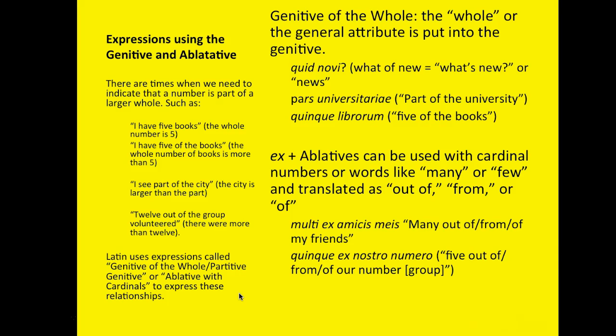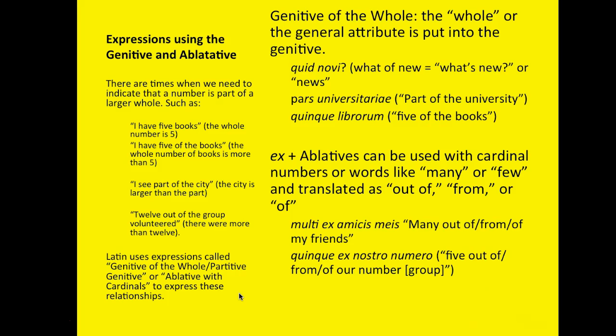So, for example, in English, if I say I have 5 books, that's not a genitive of the whole. It's just there's 5 books. The whole number of books is 5. But if I say I have 5 of the books, that indicates there's more than 5 books, but I've got 5 of them. I have part of the whole. If I say I see part of the city, the part, of course, is only a portion of the whole. But the of the city lets me know what the whole is.